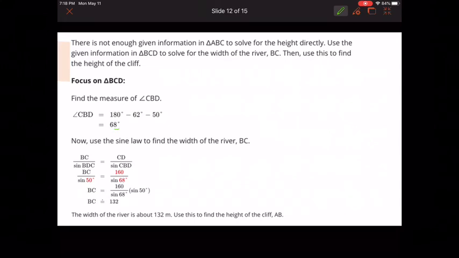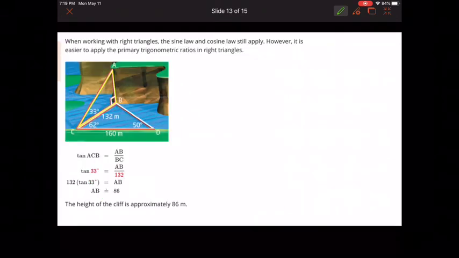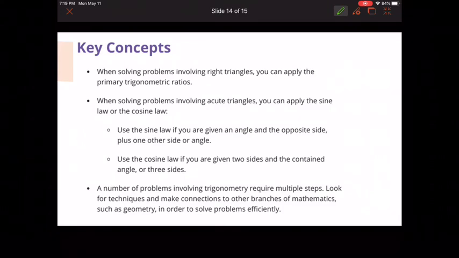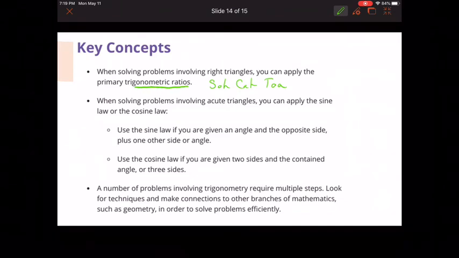So again, we found the degree, we found the length of that adjoining line, rebuilt it again, and then used tan. So when solving problems involving right angles, you can apply the primary trigonometric ratios, which is SOHCAHTOA. Primary trigonometric ratios is the big fancy math words for SOHCAHTOA.